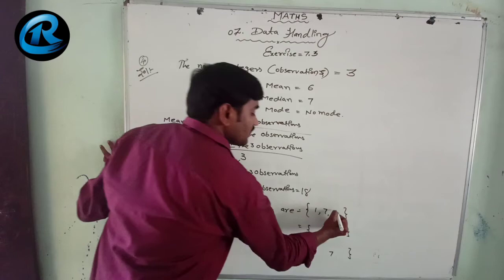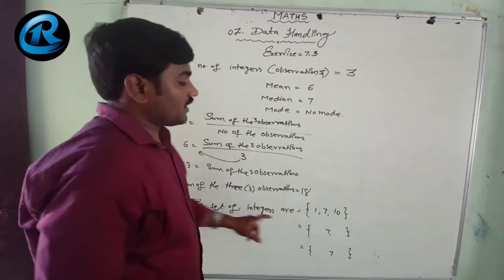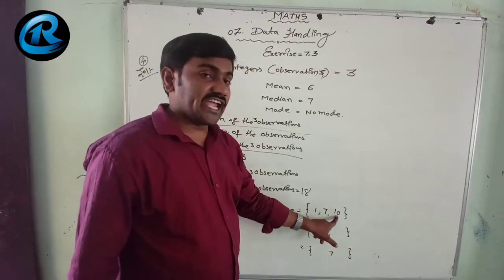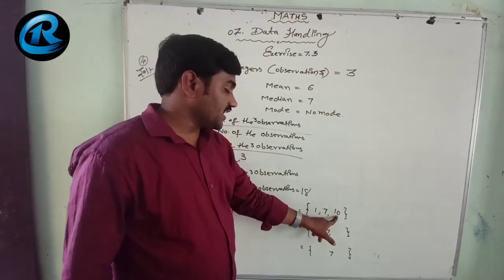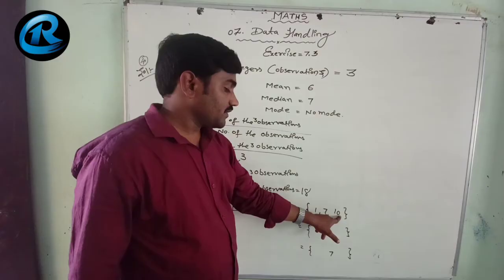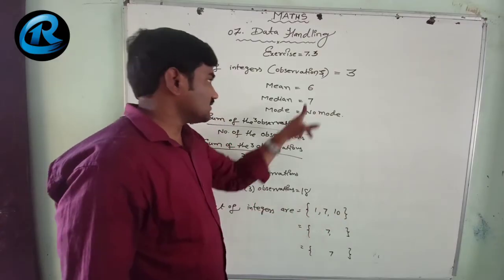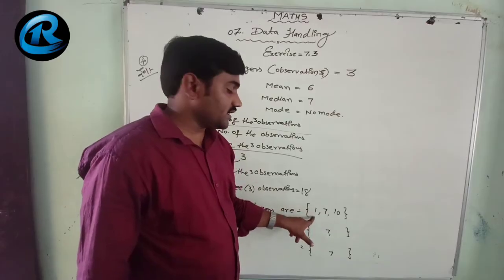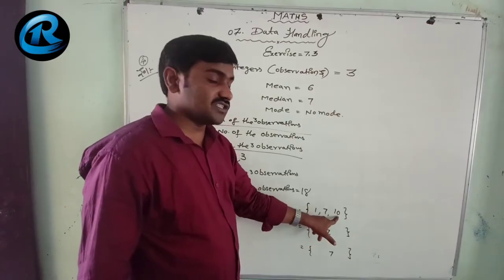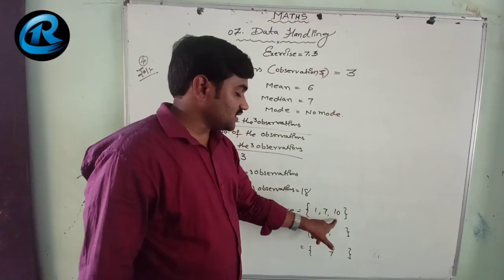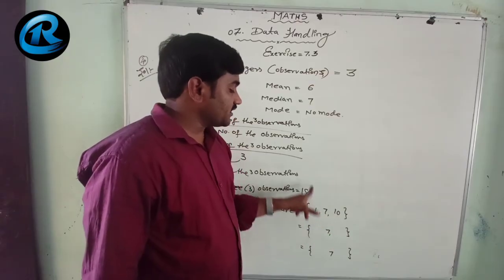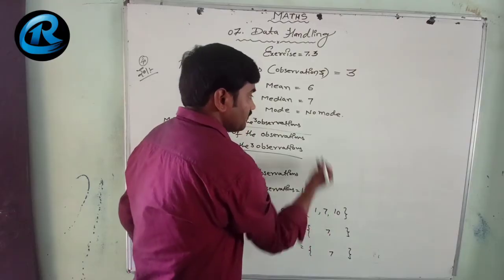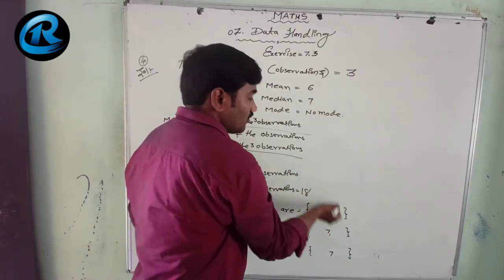That is 18. If I write 10 here, see. Now find out the mean of this data. 1 plus 7 plus 10, that is 18. 18 by 3, because the number of observations is 3. 18 by 3 equals 6. The mean will be 6. వీటికి mean find out చేయండి. Then what is the median? Median is 7, satisfied. Is there any mode? No mode, satisfied.